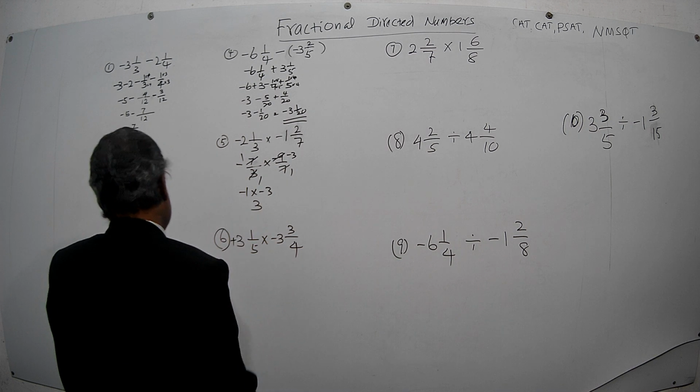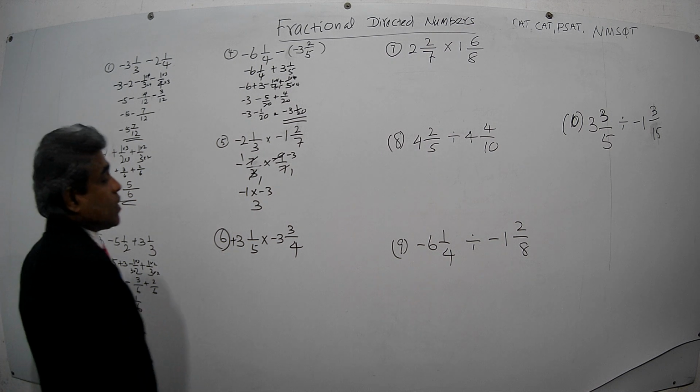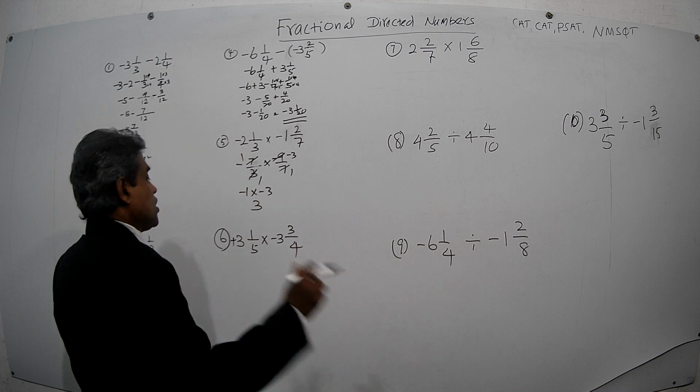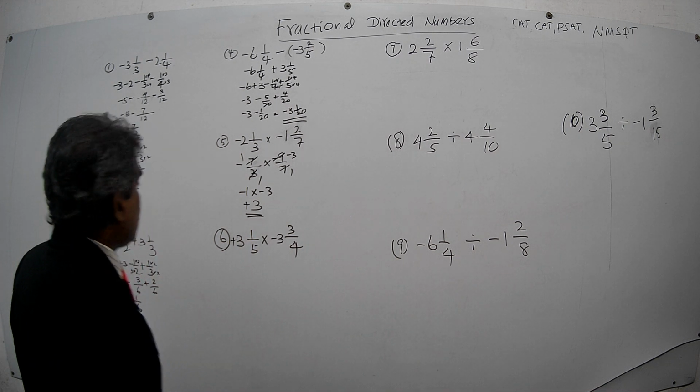So when you have two numbers of the same negative sign to be multiplied, the answer is positive, right? I'm sorry. When you multiply two numbers of the same sign, the answer is always positive, right? Go to the next one.